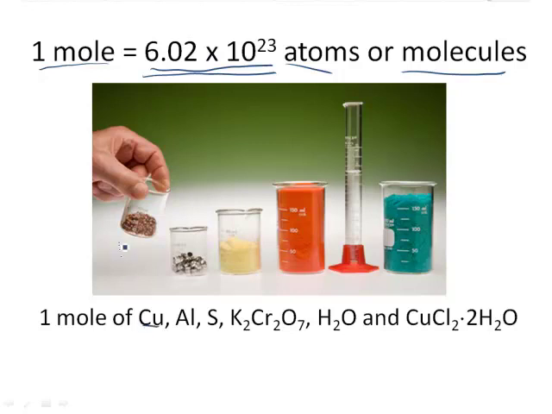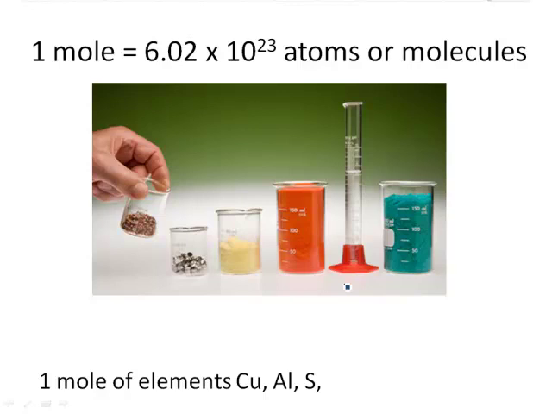So the elements are copper and aluminum and sulfur, and the compounds are potassium dichromate and water and copper(II) chloride dihydrate. So let's look at the elements first. The idea of the mole is that this sample of copper contains 1 mole of copper. It contains 6.02 times 10 to the 23rd atoms of copper. This sample is a mole of aluminum. It contains 6.02 times 10 to the 23rd atoms of aluminum. This is a sample of sulfur. It contains Avogadro's number, 6.02 times 10 to the 23rd atoms of sulfur.